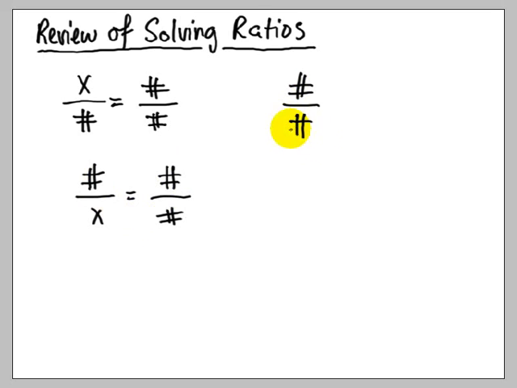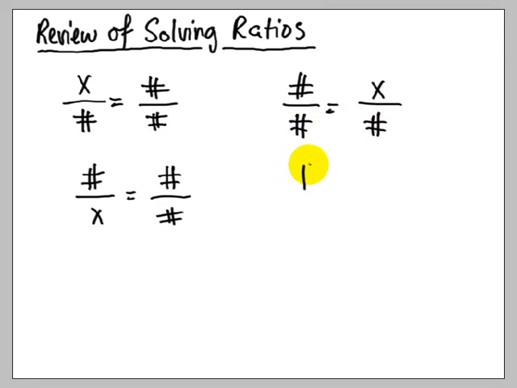What about if I have this situation? Number over number equals x over some other number. On this cross, I have two numbers. On this cross, I have a number and a letter. So I look at this one, don't I? I look at the cross with both numbers, and I multiply those two, and then I divide by the other one. And that gives me the answer for x, which makes this ratio true.